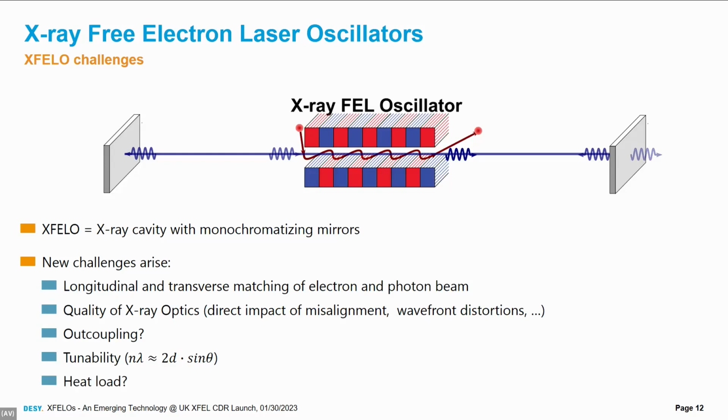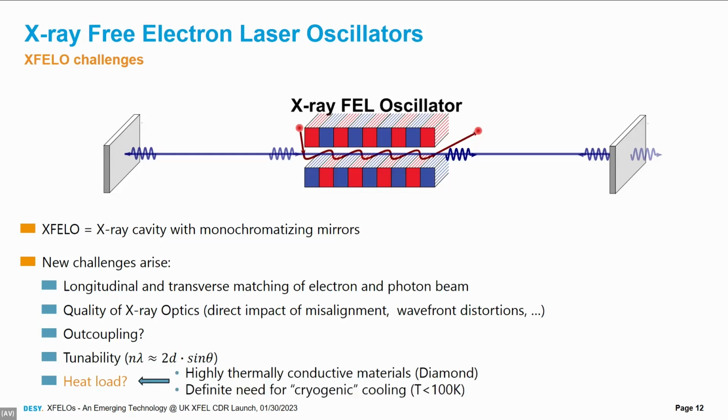And then there's the matter of heat load, which I would call the most prominent physical limitation of the system. I can already say that you need very highly thermally conductive materials. So I think everyone who's working on these XFELOs thinks about using diamond, which is very radiation hard and very highly thermally conductive. And we still need cryogenic cooling to at least less than 100 Kelvin to get the heat away from the spot of incidence.